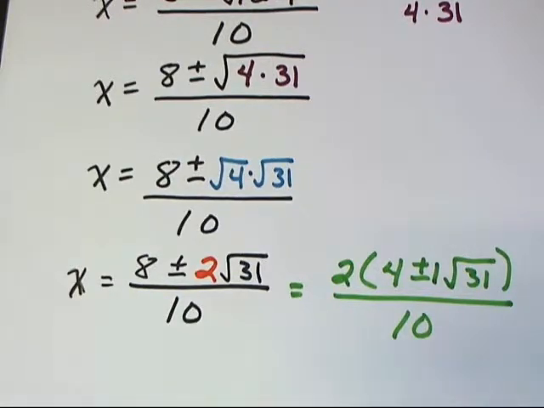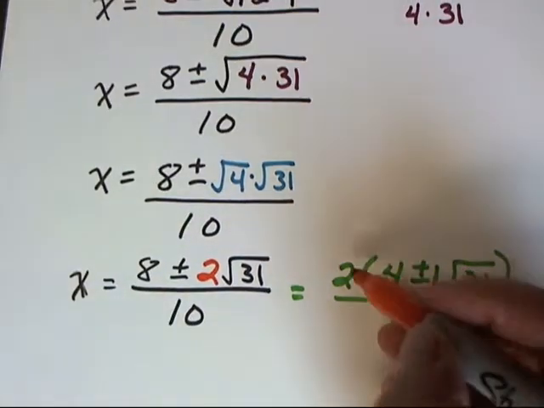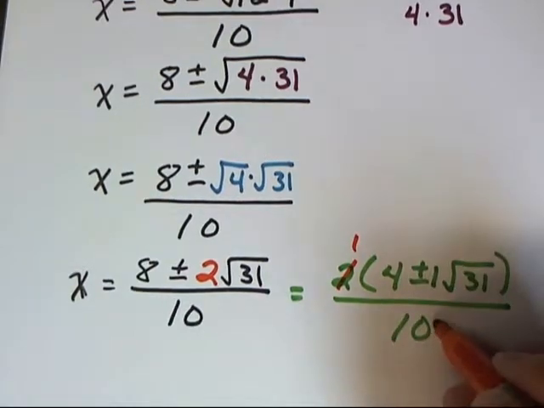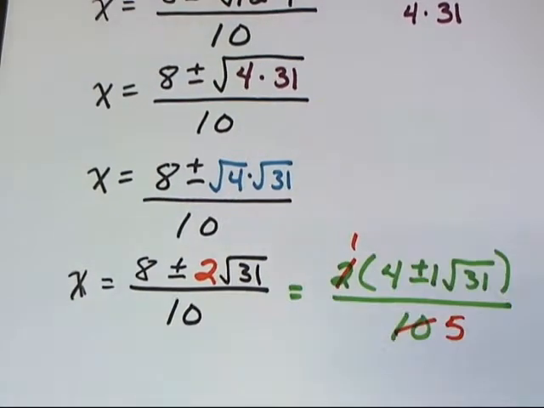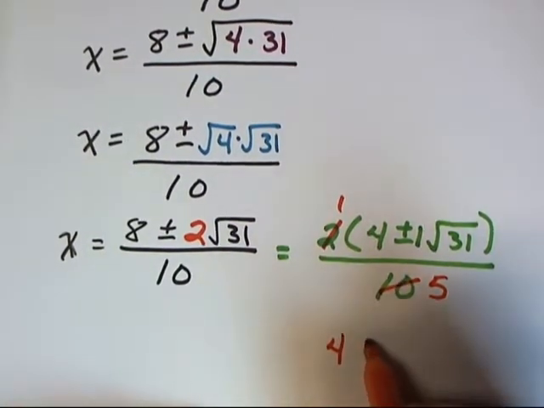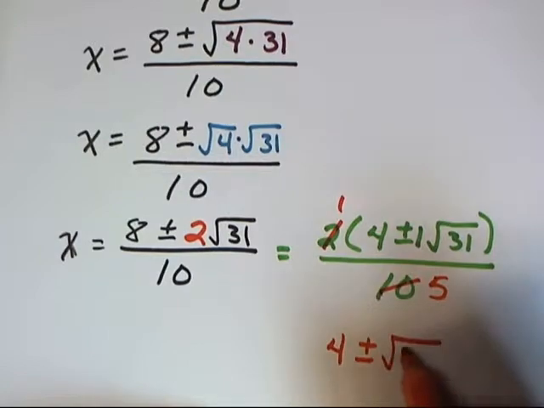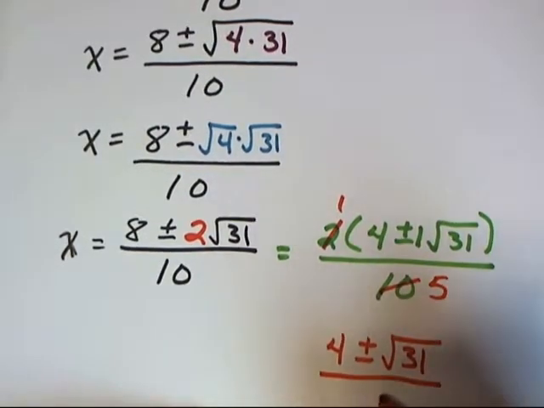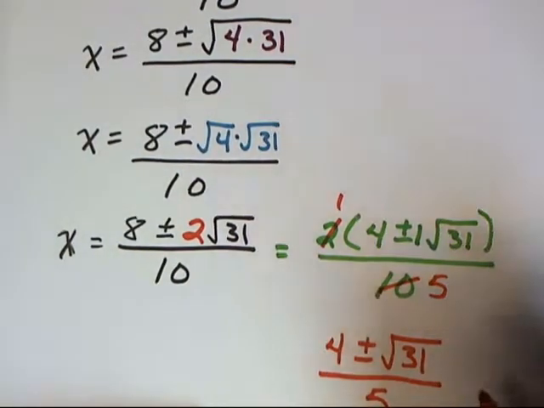Now the 2 that I pulled out in front is a factor. So I can cancel that factor of 2 on top with the 10 on the bottom. 2 goes into 2 once, 2 goes into 10 5 times. 1 times anything is anything, so I get the answer of 4 plus or minus the square root of 31 all over 5.